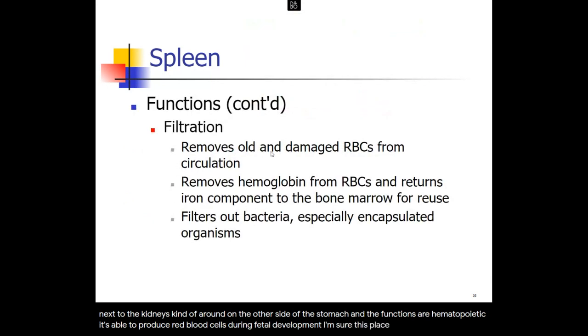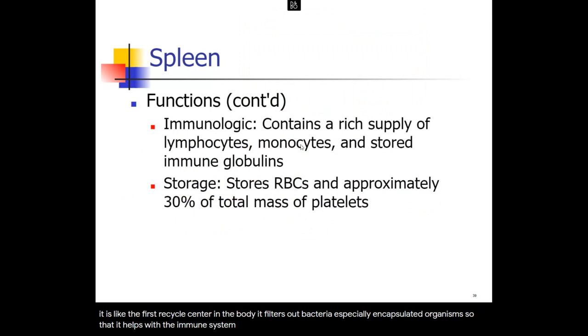The function of the spleen is to remove old and damaged cells, remove hemoglobin from the red blood cells, and return the iron to the bone marrow. So it is like the first recycle center in the body. It filters out bacteria, especially encapsulated organisms, so that it helps with the immune system. It contains a large supply of lymphocytes, monocytes, and immune globulins. The immune globulins are going to help boost the immune system. So that's a nice reservoir of infection-fighting materials.